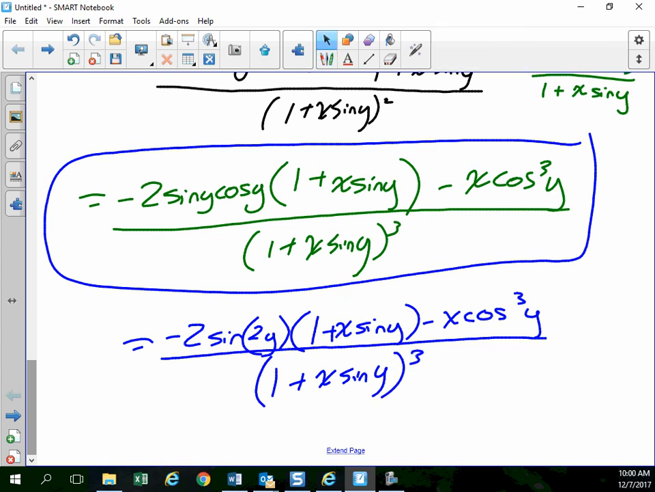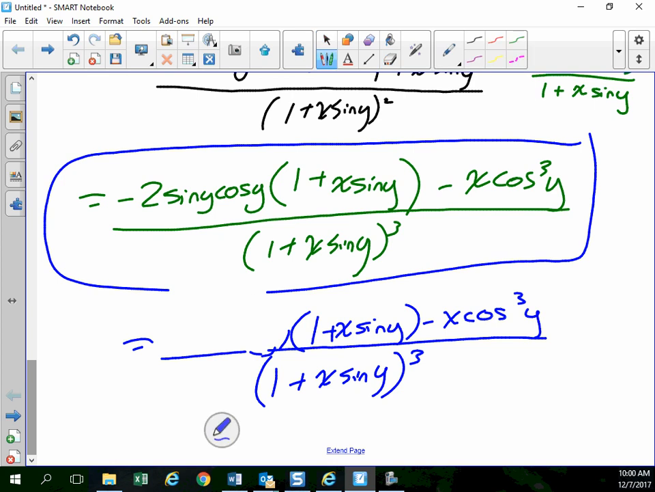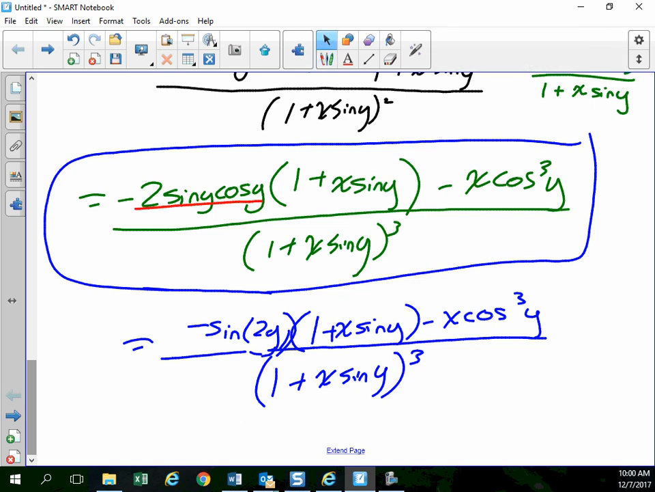Anybody know what I did from the green to the blue? What's the difference between the green and the blue? I did a double angle. Oh, because I wrote it wrong though. I think I wrote it correctly now. There we go. Because 2 sine y cosine y is the same thing as sine 2y.